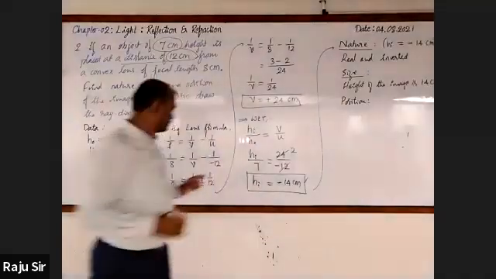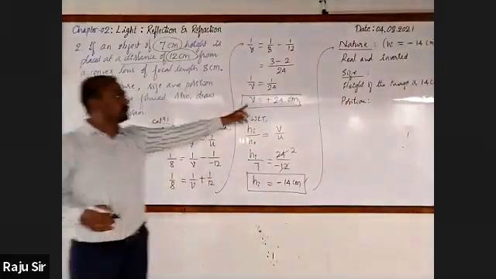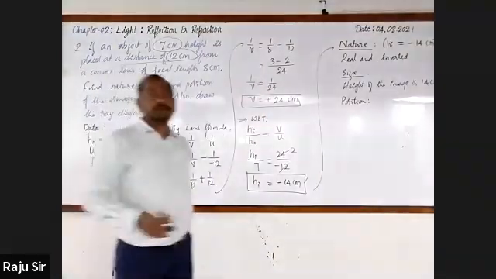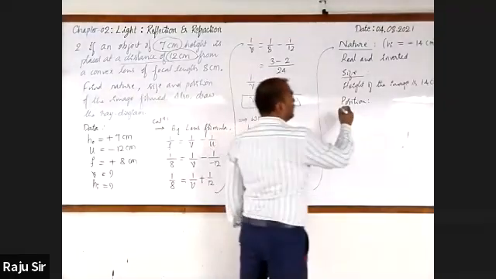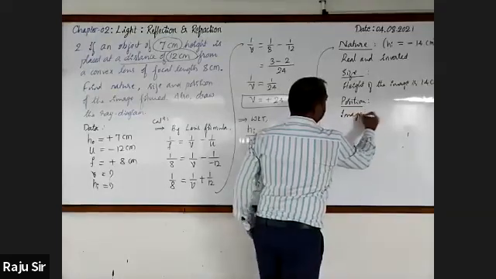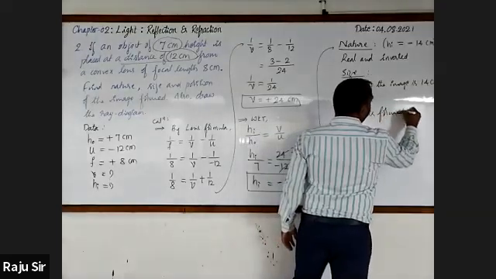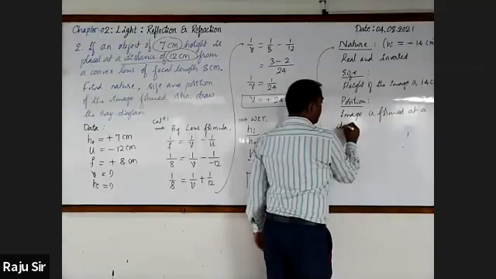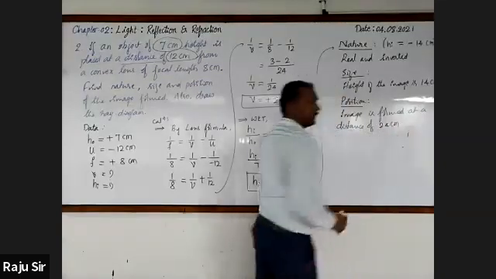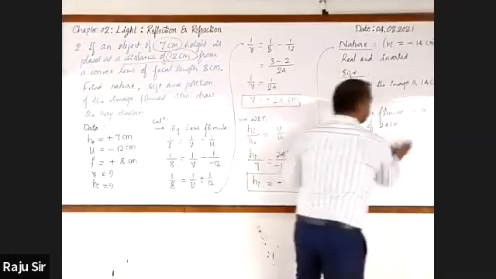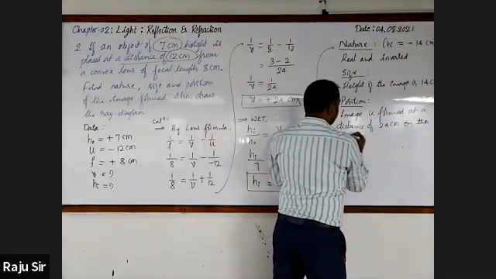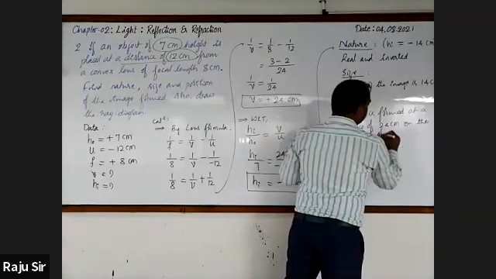Next, position. What is the position? Image is formed at a distance of 24 centimeter on the other side of the lens, right? Image is formed at a distance of 24 centimeter on the other side of the lens.